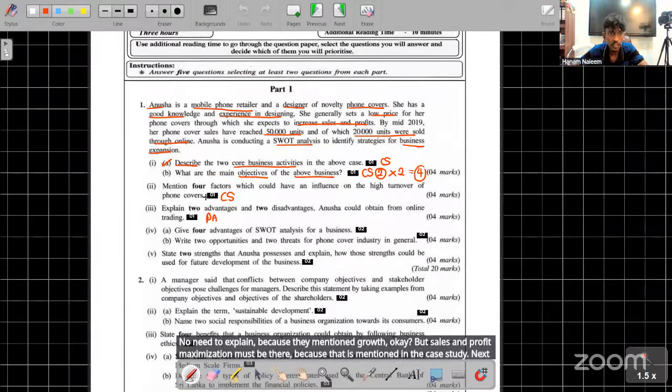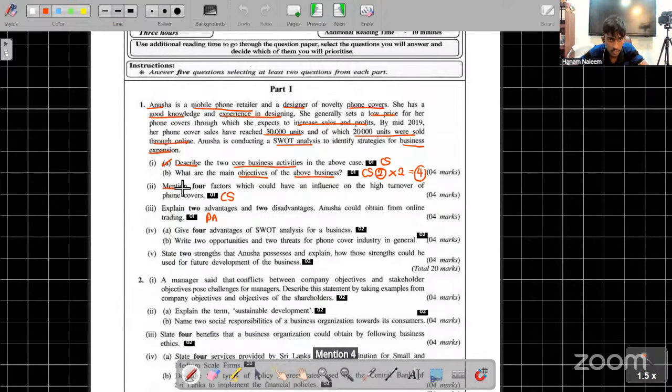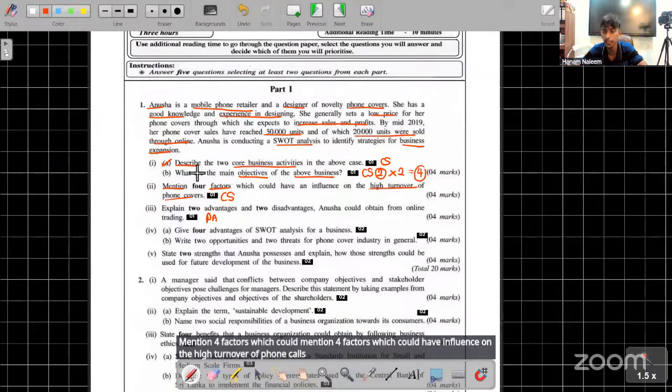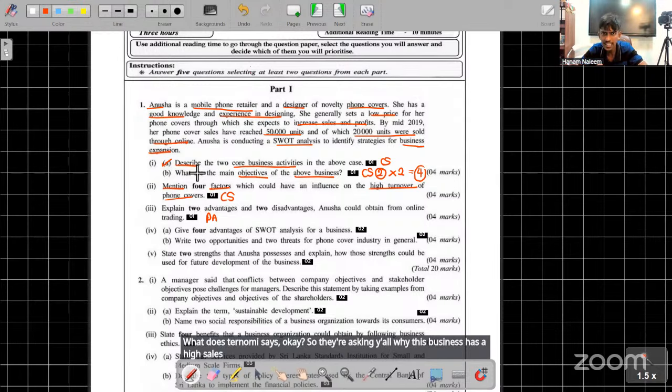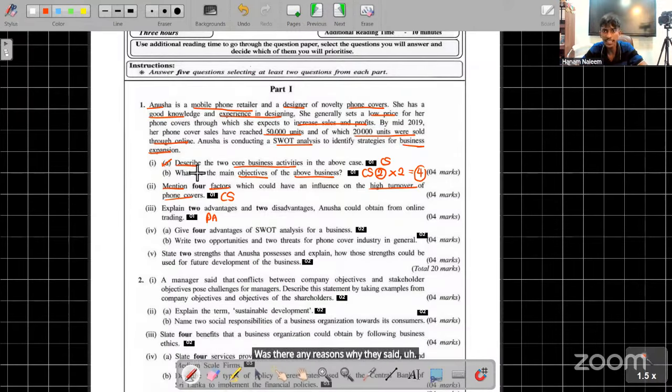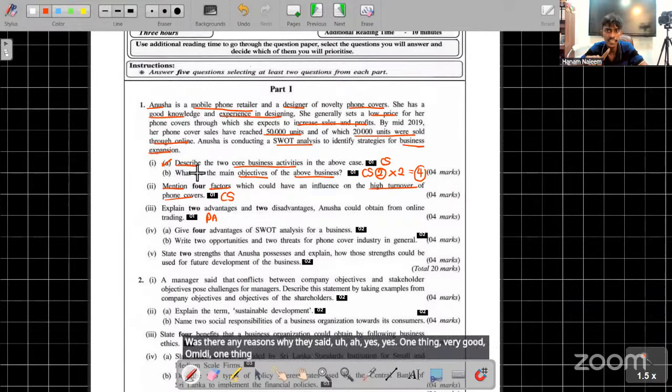Next one. Mention four factors which could have influence on the high turnover of phone covers. What does turnover mean? Sales. So they're asking why this business has high sales. In the case study, did we see any reasons why this business has high sales? One thing, very good: since they sell online, they can have high sales. Yes, one we can take is online. So because of online business also, they are earning high sales.